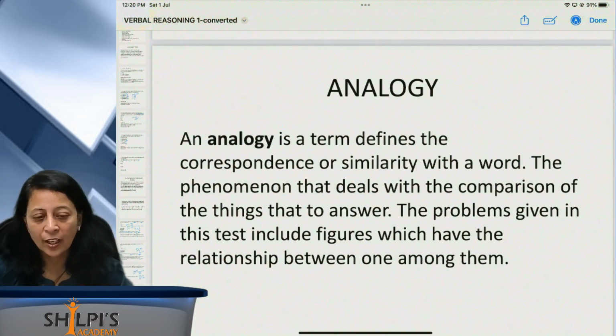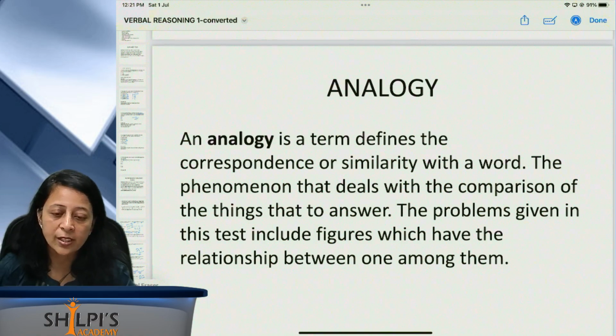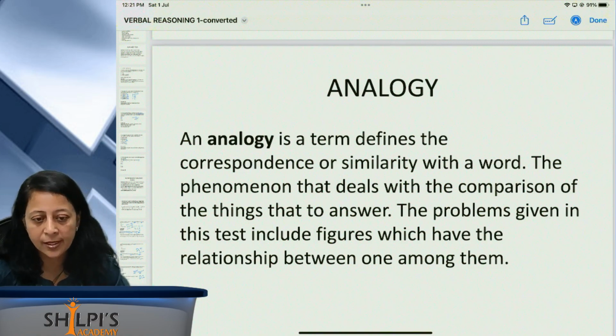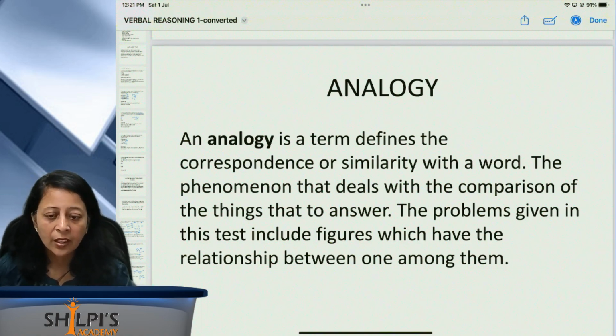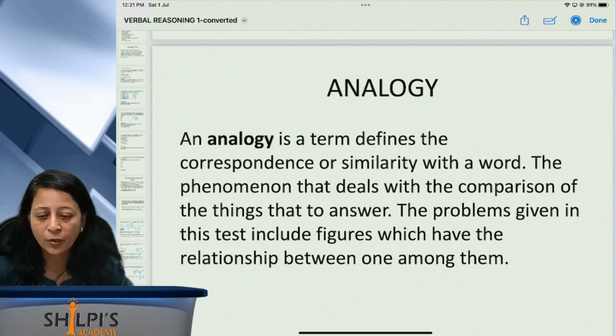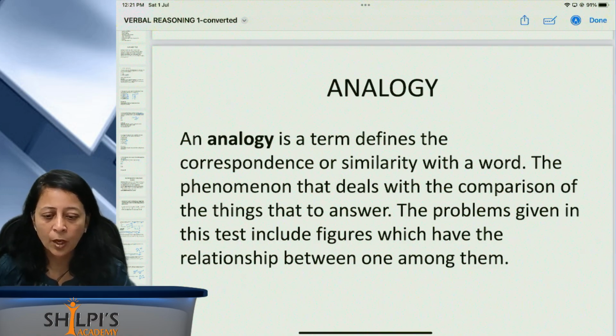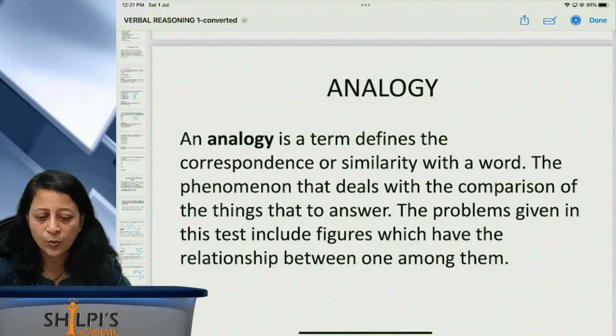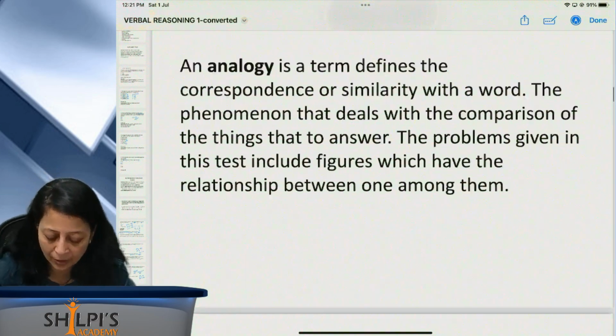Now comes analogy. Analogy is a term that defines the correspondence or similarity with a word. It is the phenomenon that deals with the comparison of things to answer the problems. The problems given in this test include figures which have a relationship between one among them. Okay.